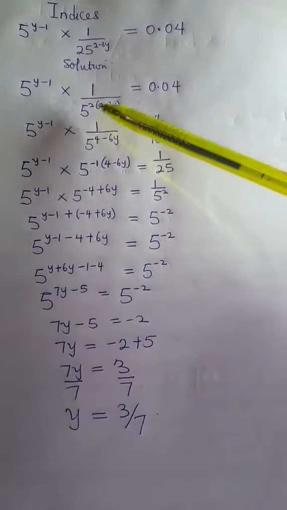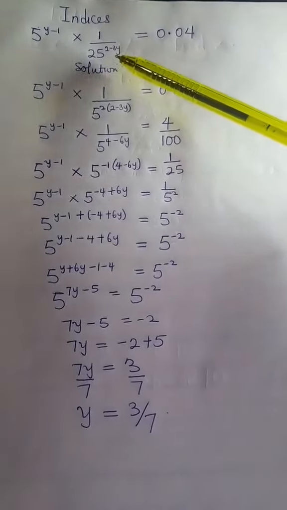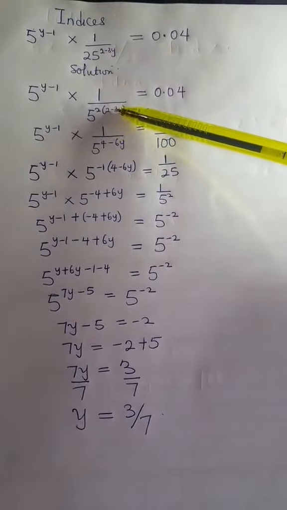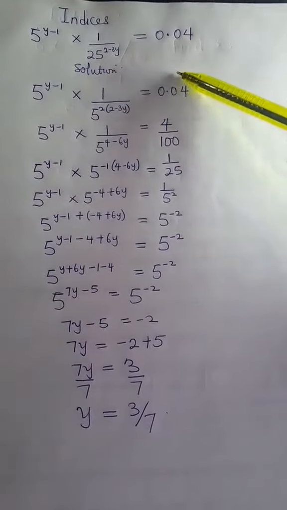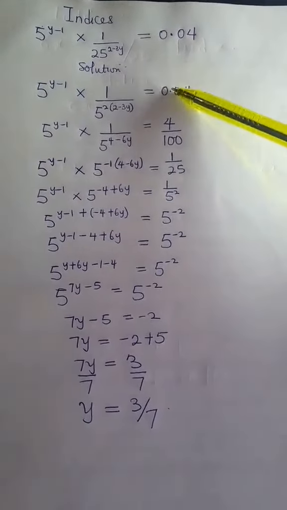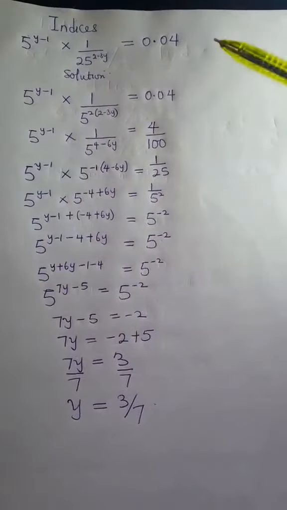5 raised to power 2, that will give me 25. Then you put the remaining term in a bracket, which is what we have done here. Then you have this equals your 0.04, but we cannot leave 0.04 as this, and so we have to convert it to fraction.